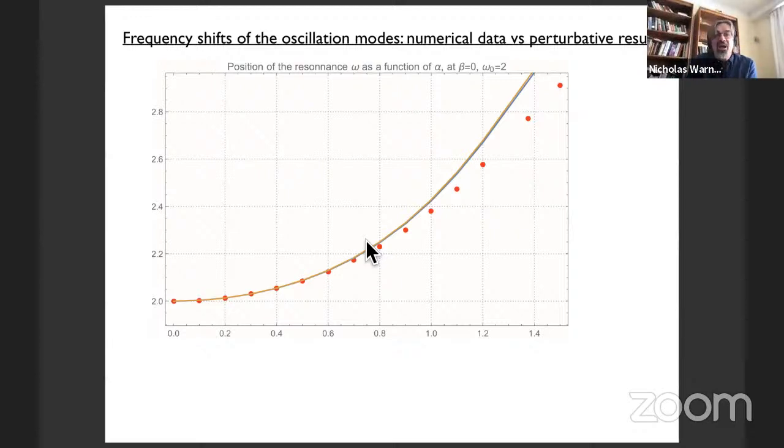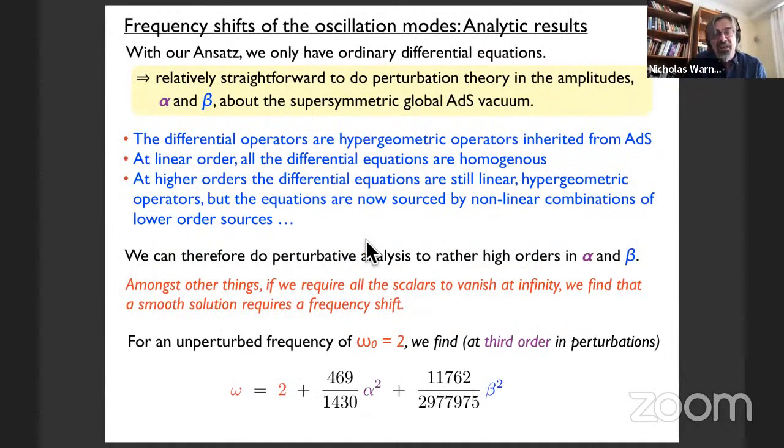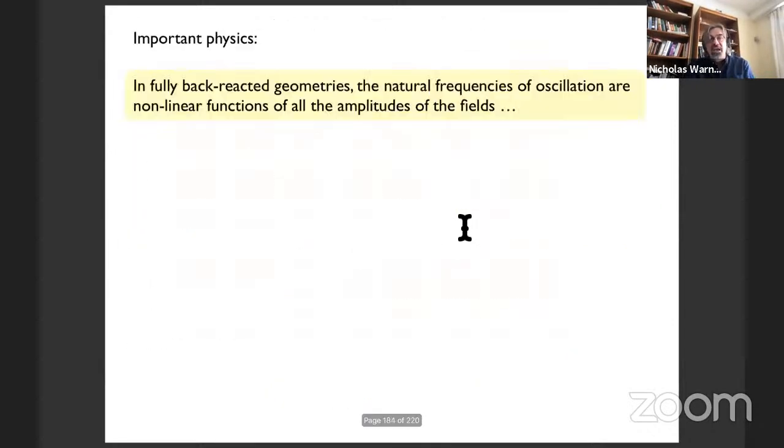But I just want to give the flavor of the results. So the first thing I want to get at is that we have this really interesting new feature, which is the frequency of the mode shifts in response to amplitudes of other things. Perhaps not surprising when you bear in mind the nonlinearities of the solution.